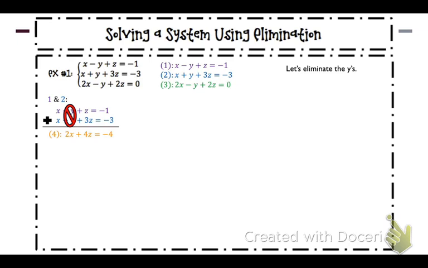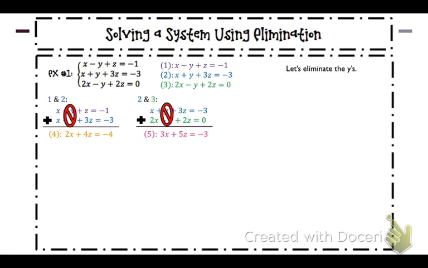Okay. Now I'm going to look at 2 and 3 from our originals. And I'm just going to add those two together. So I have to use all three equations. So I've used 1, 2, and 3. I'm good. I'm going to add those two together. You get 3x plus 5z equals -3. And I'm going to just call that equation number 5.